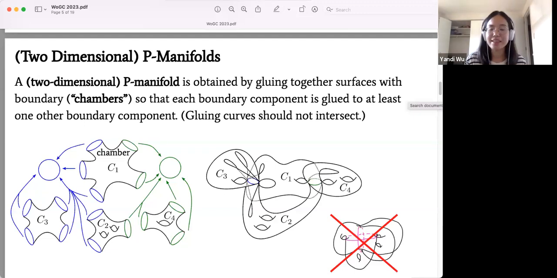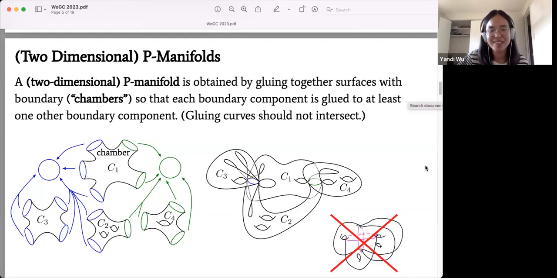One thing that I also want to mention is that I don't want the gluing curves to intersect. This was a condition that was imposed by Lafont when he originally defined these objects. It's a simplifying condition for now, but I think in the future I could probably work with these. So this is the object that I'm studying.